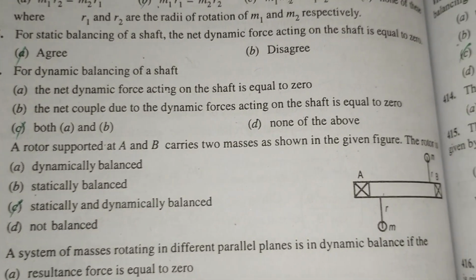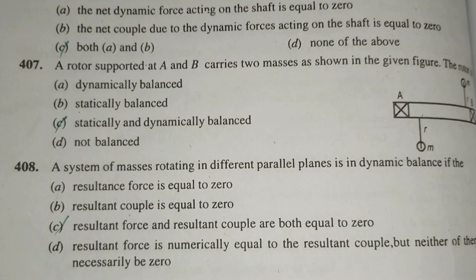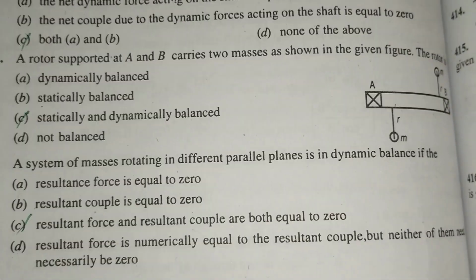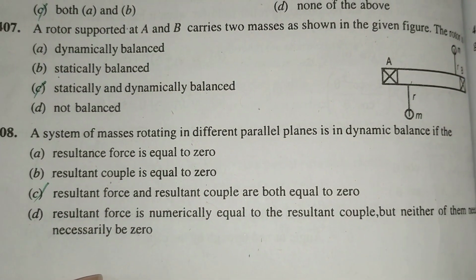A rotor supported at A and B with 2 masses shown in the figure is statically and dynamically balanced. A system of masses rotating in different parallel planes is in dynamic balance when the resultant force and resultant couple are both equal to 0.